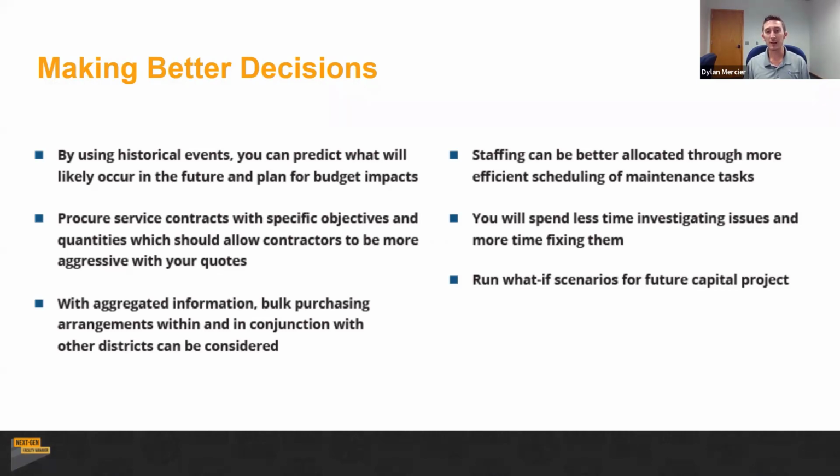Staffing can be better allocated. As you start to track the labor hours across your district, you can see which buildings are using the most labor to maintain their equipment. It can help you identify locations where work orders are starting to take too long to get completed. It could show a sign that you're understaffed in a particular building or trade. You'll spend a lot less time investigating an issue, even locating the asset, and spend more time fixing it.